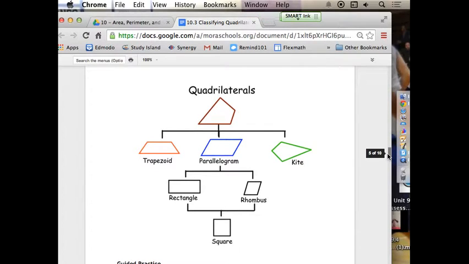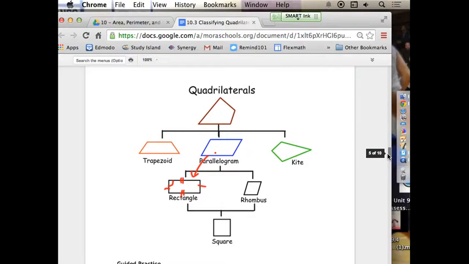Okay, then we go down to their relatives down here. A parallelogram turns into a rectangle if it has 90-degree angles. Opposite sides are parallel. Don't have to be equal, but the biggest key, the difference between these two, is the 90-degree angles in the corner.